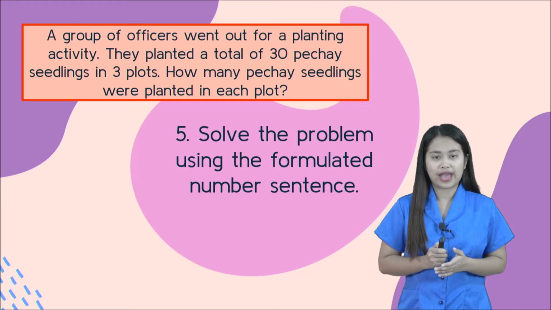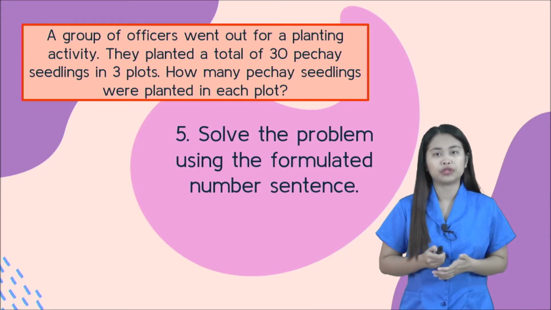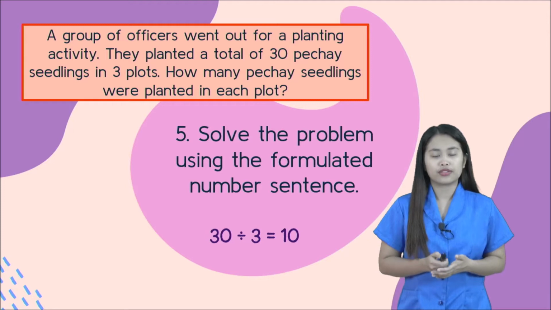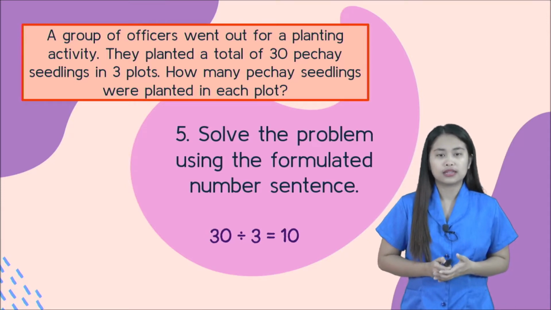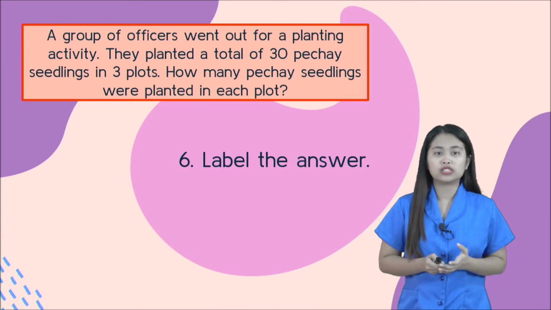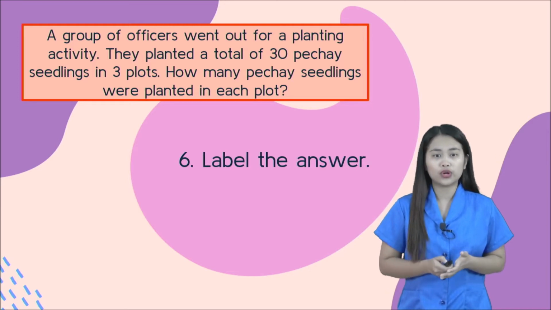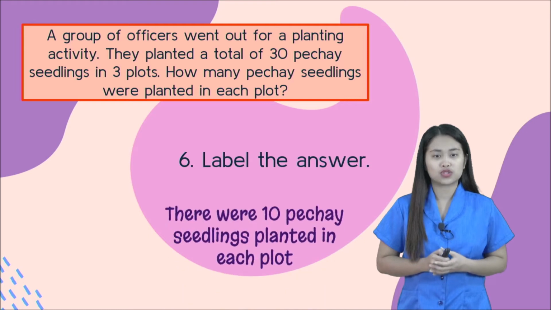Next, we have the 5th step: solve the problem using the formulated number sentence. This is where your solution is written. 30 divided by 3 is equal to 10. Now, the last step, label the answer. Here, we just get the answer from the solution and label it according to what is asked. So we have, there were 10 petchay seedlings planted in each plot.